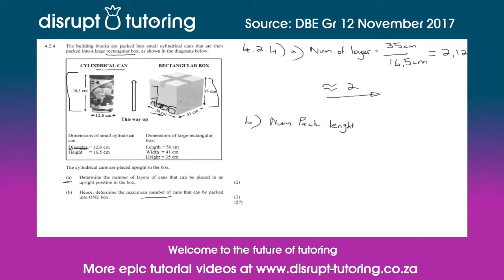So packed lengthwise will be a similar calculation: 56 centimeters divided by 12.6 centimeters, which equals 4,44, which is approximately 4. So that's 4 going lengthwise. And then the same thing will need to be done for the number widthwise, which is along there.